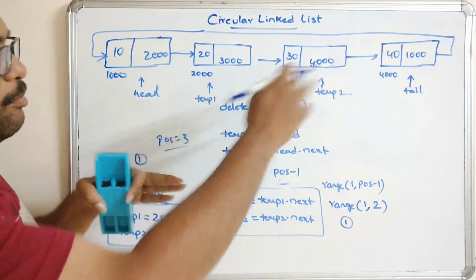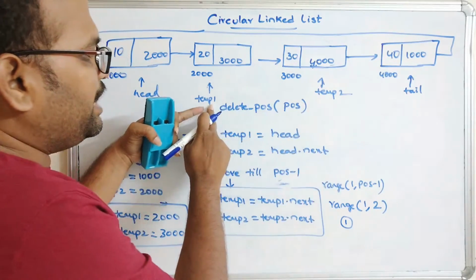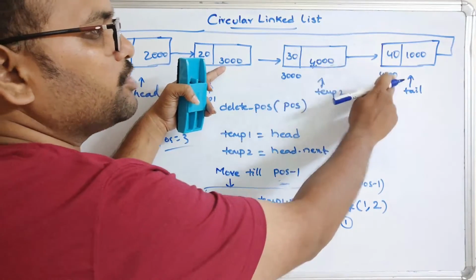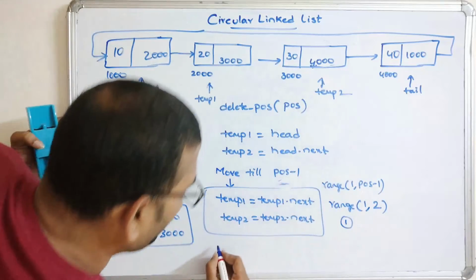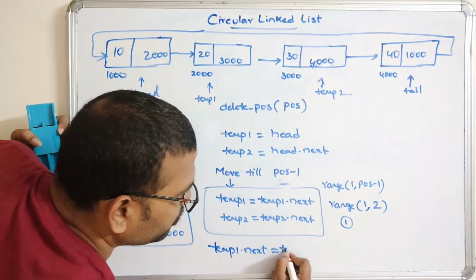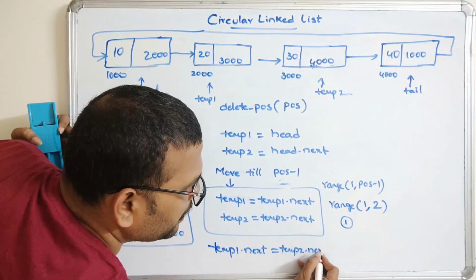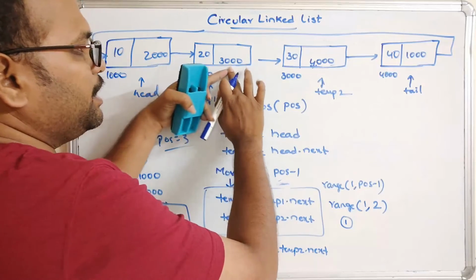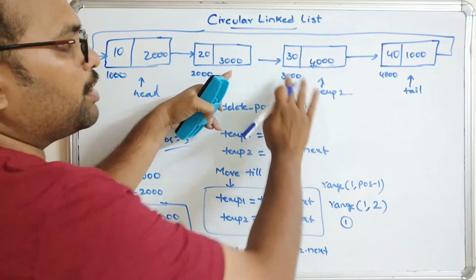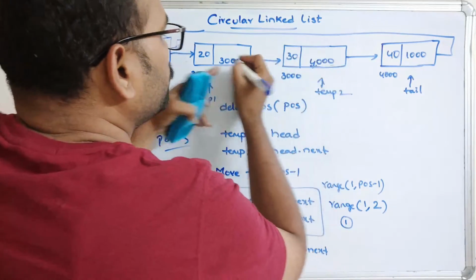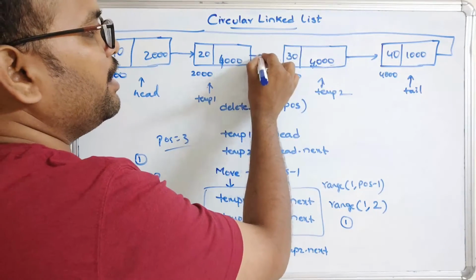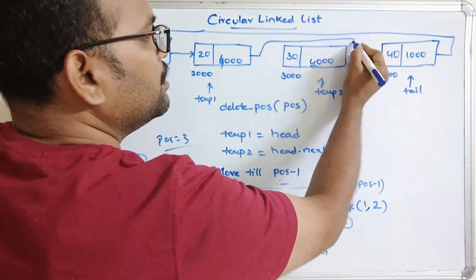So simply, after moving this one, what do we have to do? Temp1 dot next should be this value, that means the address of the next node. So you can write temp1 dot next is equal to temp2 dot next. Temp1 dot next means 3000, right? In that position, just give temp2 dot next. What is temp2 dot next? 4000. So give 4000. Obviously this will be disconnected and it will be connected this way.